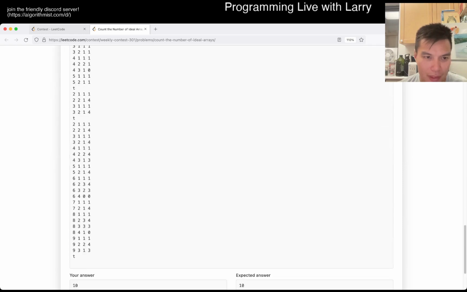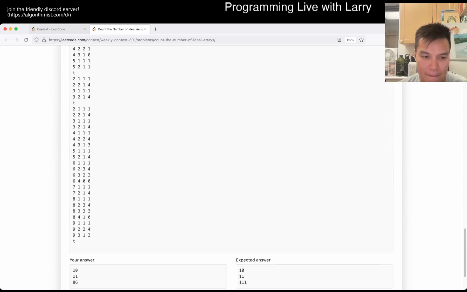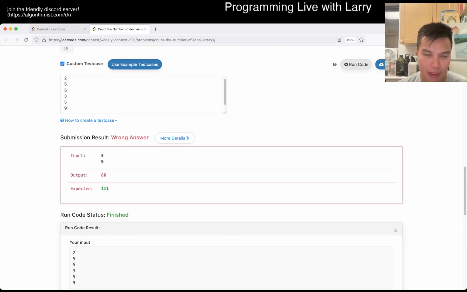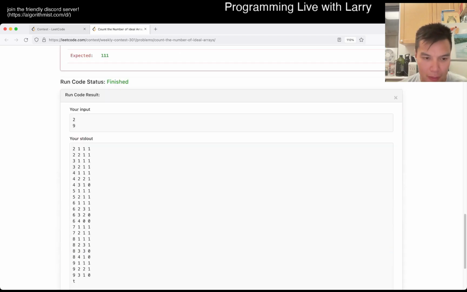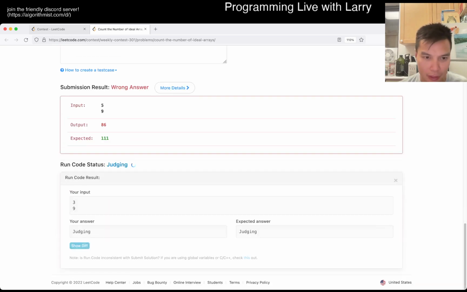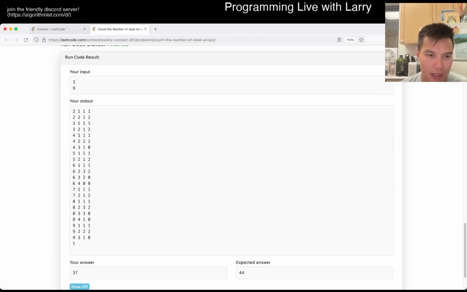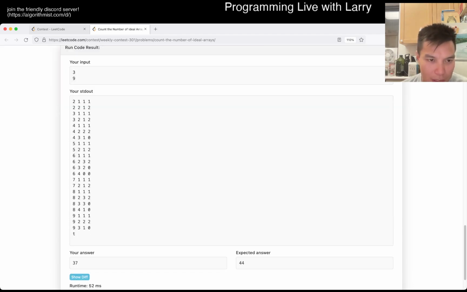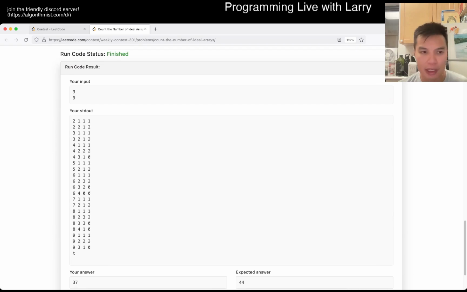Okay, so 5. Let's try a smaller number to see, like, is this right? This is right. Okay, let's say we have 3 numbers and 9. Okay, so this is wrong. This is good because now we have a smaller example to kind of go by. So we have 3 numbers. Max value is 9. Right, so 9 we have 3 numbers. This should not be 0.